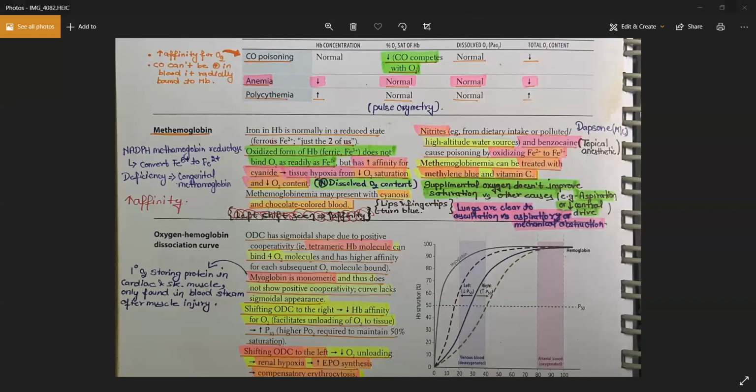Doctor, yeah. How can we induce the methemoglobin and cyanide toxicity? How does that work?